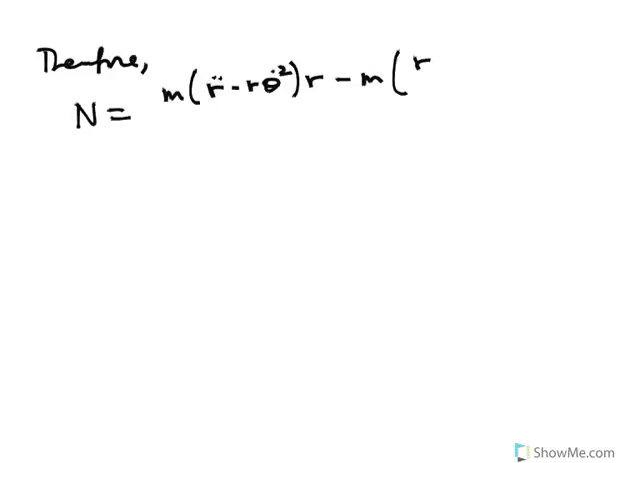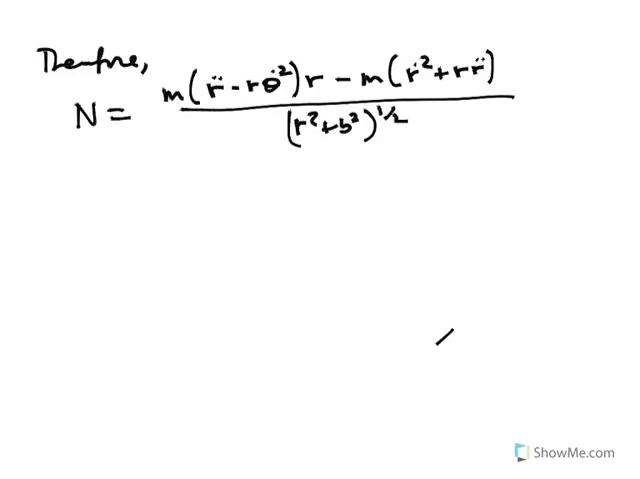And so from this I can now solve for n. Therefore, n is equal to m times (r double dot minus r theta dot squared) times r, minus m times (r dot squared plus r double dot), all divided by b, and that's multiplied by b, so the b actually winds up canceling out. So I just get m times (r dot squared plus r double dot), all divided by (r squared plus b squared) to the 1/2, and then I have minus mgb, and that's all divided by (r squared plus b squared) to the 1/2.